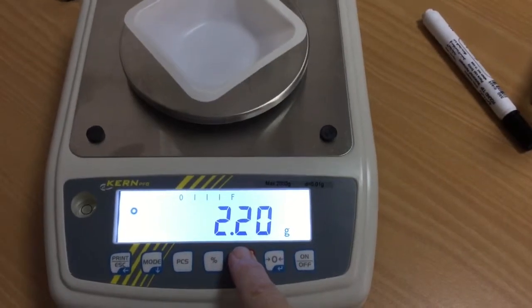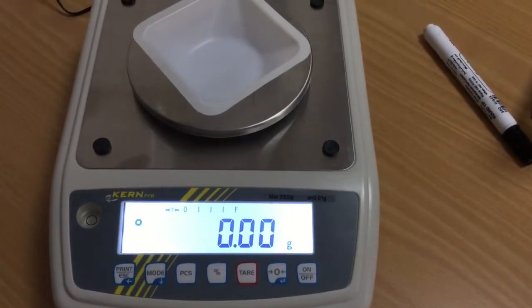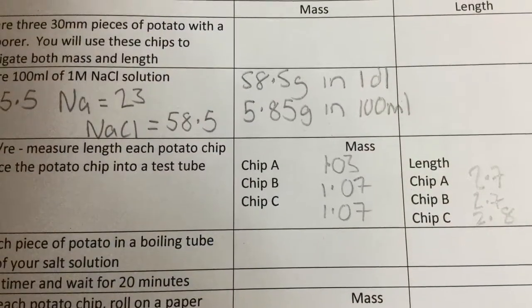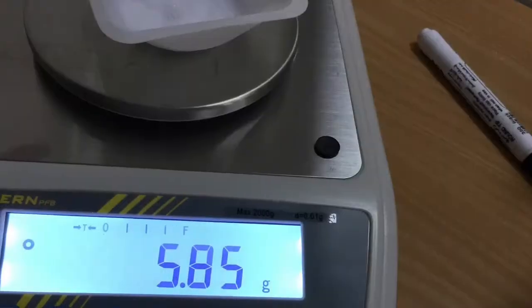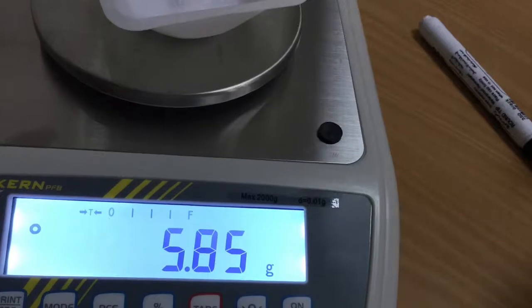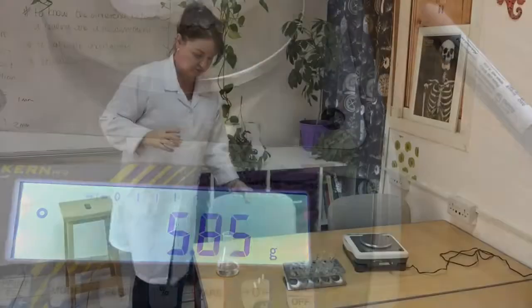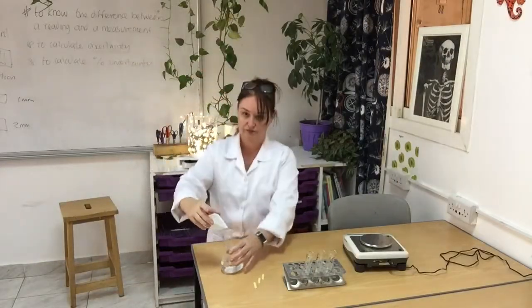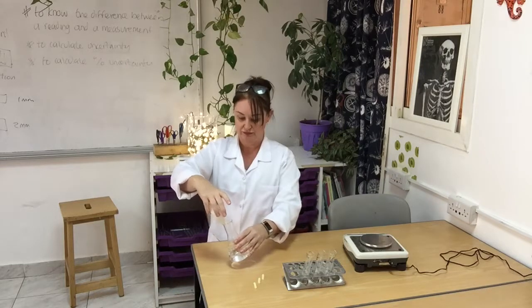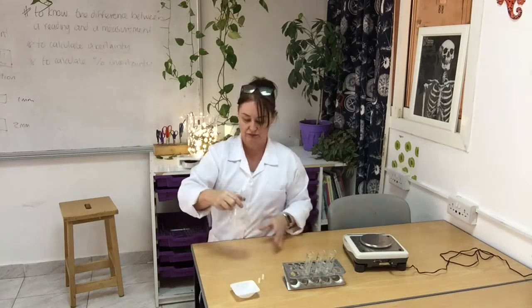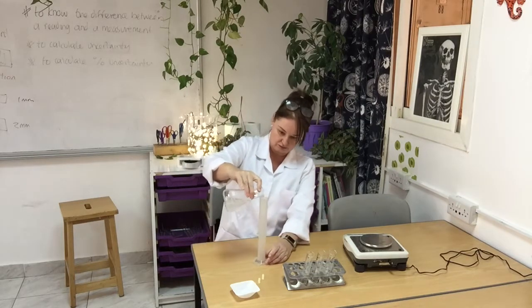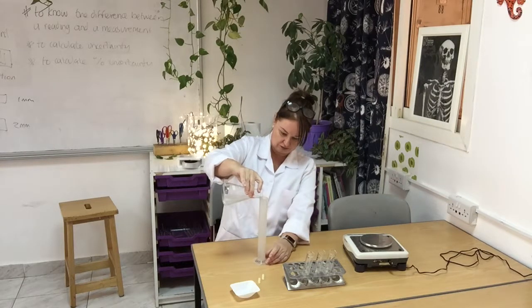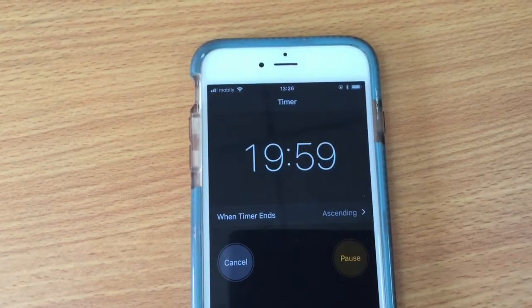I place the weighing boat on the digital balance and press tare to 0 it. And there's my calculations there for how I made my solution. And I weigh 5.85 grams of sodium chloride. I then empty that into my 100 mils of water, and I'm going to swirl that so that the salt dissolves. I then add about 30 mils of the salt solution to each potato chip, and then I start my timer. I'm going to time for 20 minutes.